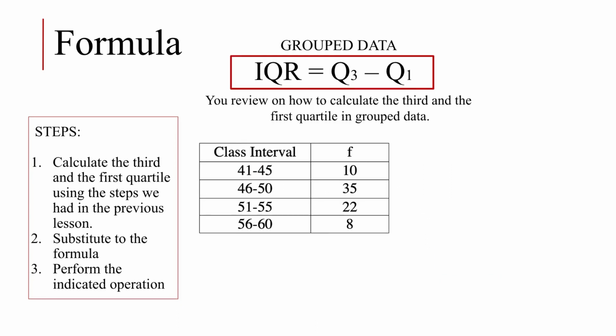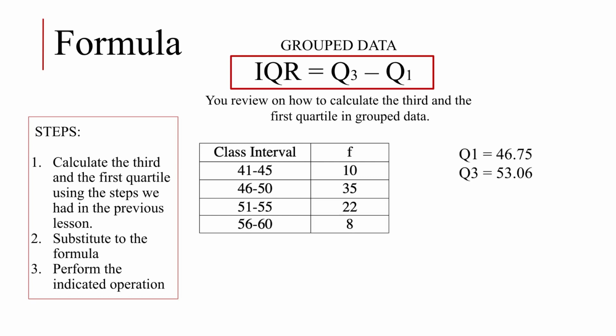Let's proceed to the group data. IQR is equal to Q sub 3 minus Q sub 1, or third quartile minus first quartile. Take note that you know already how to solve the third quartile and first quartile of a group data. Therefore, it would be easier for you to solve the interquartile range. There are only three easy steps to follow. First, calculate the third and the first quartile using the steps we had in the previous lesson. Step 2, substitute to the formula, and step 3, perform the indicated operations.